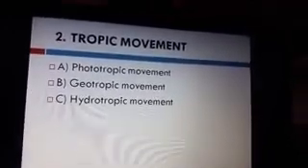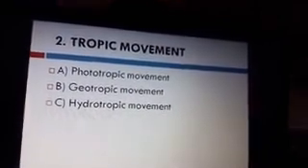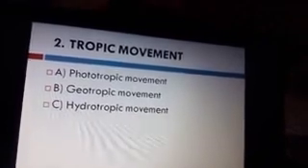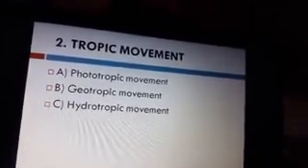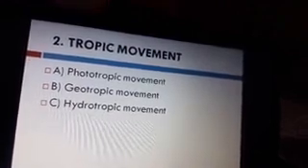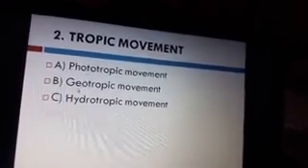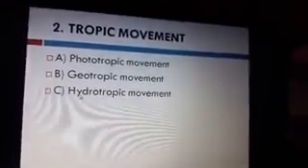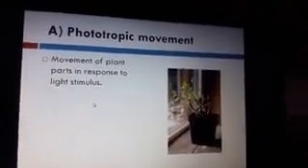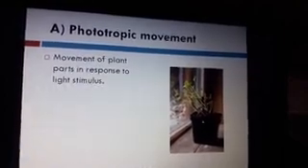Next is tropic movement. So tropic movement is the movement of a plant organ which bears a definite relation to the direction of the stimuli. Depending upon the nature of external stimuli, the tropic movements are of different types, that is, phototropic movement, geotropic movement, and hydrotropic movement. Phototropic movement is the movement of plant parts in response to the light stimulus.